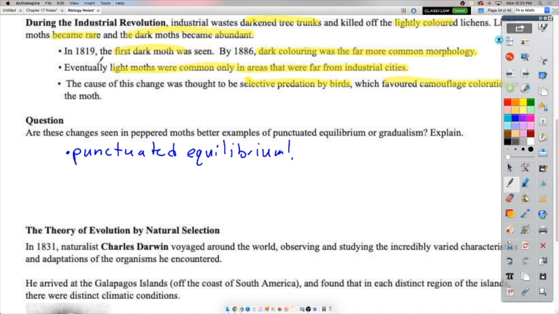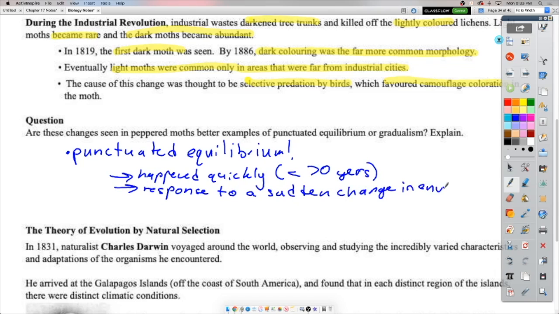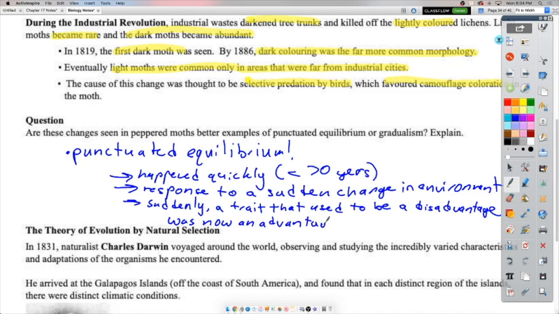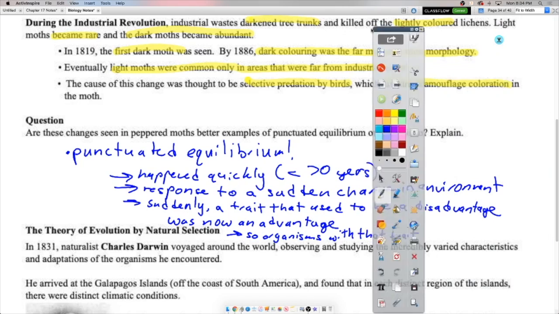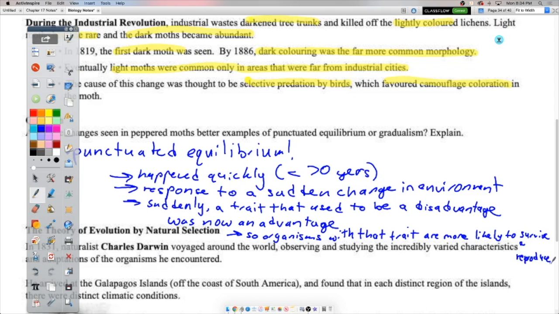For starters, it was relatively fast. In less than 70 years, this occurred, right? That's pretty quick when we're talking evolution. But punctuated equilibrium being quick doesn't make it punctuated equilibrium. It's punctuated equilibrium because it was a response to a sudden change in the environment, right? Suddenly, a trait that used to be a disadvantage was now an advantage. And so organisms with that trait are more likely to survive and reproduce, which again means they're likely to make babies that look like them, who are also more likely to survive and reproduce. And we'll get into all that fun stuff tomorrow.